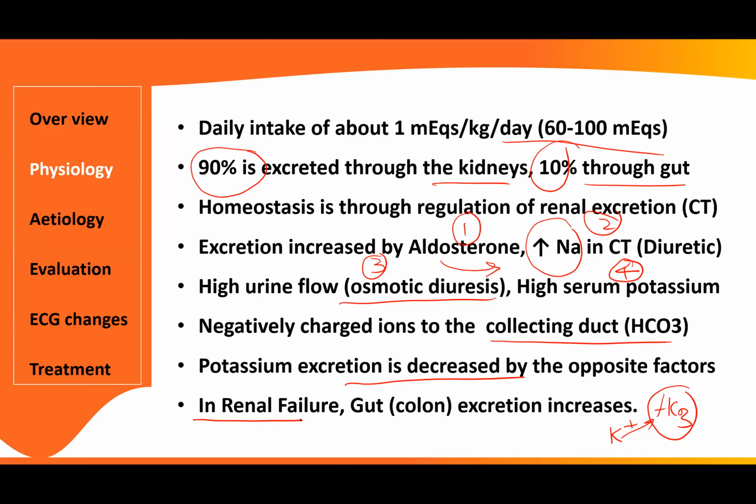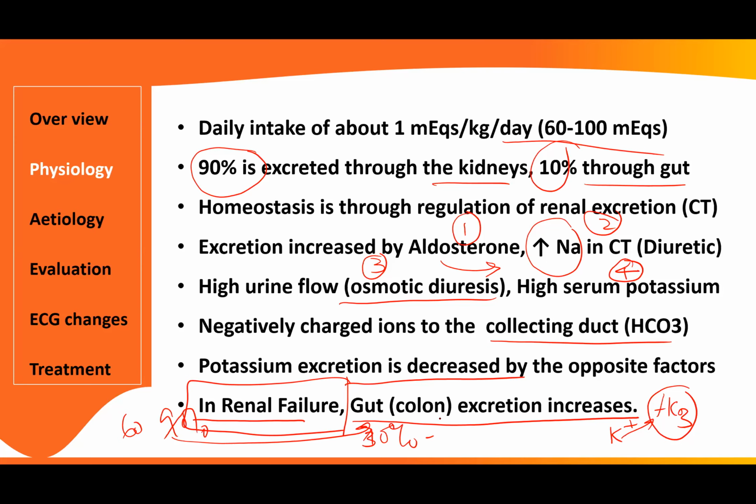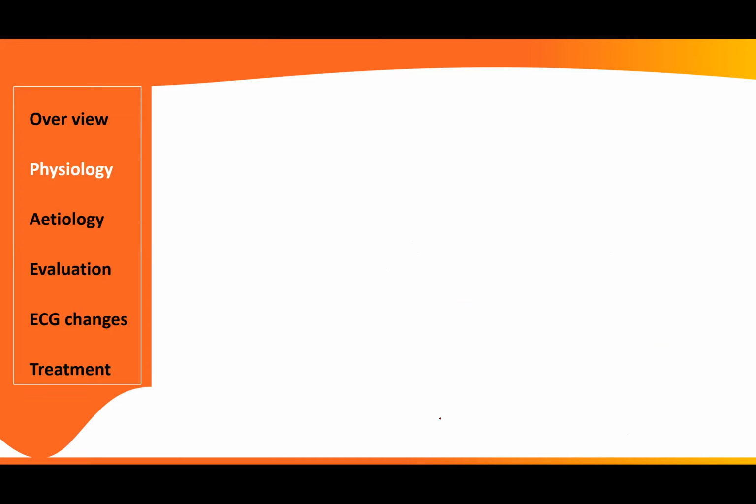In renal failure, gut excretion increases. In renal failure, the kidney is not able to handle enough potassium. It's not able to excrete the potassium. Then, instead of 90% in the kidney and 10% in the gut, this becomes 60%, and the remaining 30 to 40% will be taken care of by the gut. So that is again a sort of a game playing. When the kidney is not able to handle it, the gut handles the potassium.